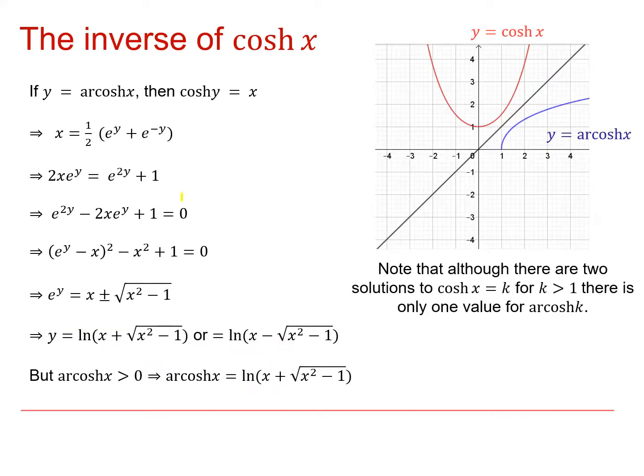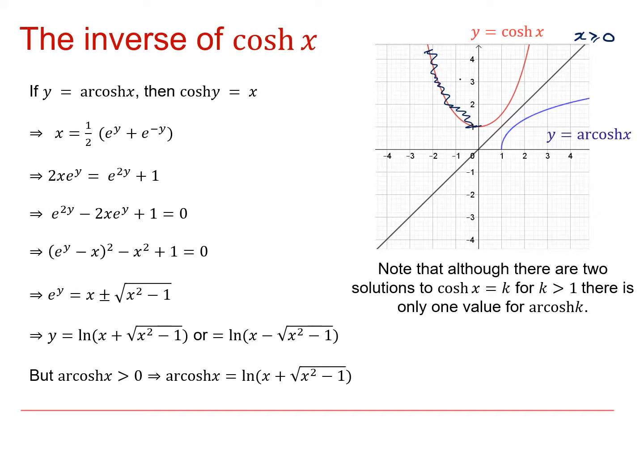Now, what about the inverse of cosh x? Well, if we have a look at the graph over here, we can see that I've only got part of the curve that I've reflected. And in fact, what I'm going to do is remove this part from the definition by saying that I'm only going to consider y equals cosh x for x greater than or equal to 0.